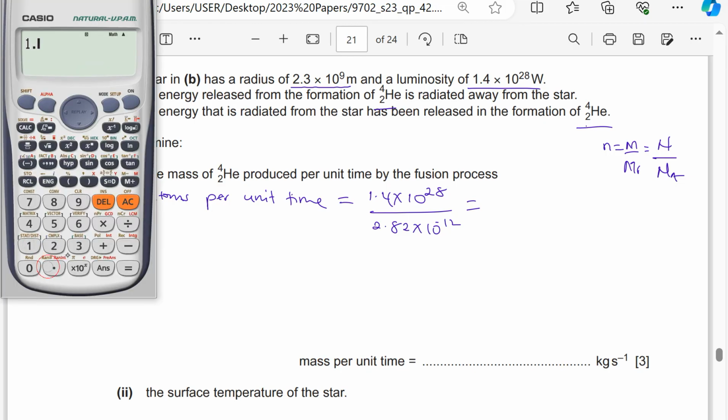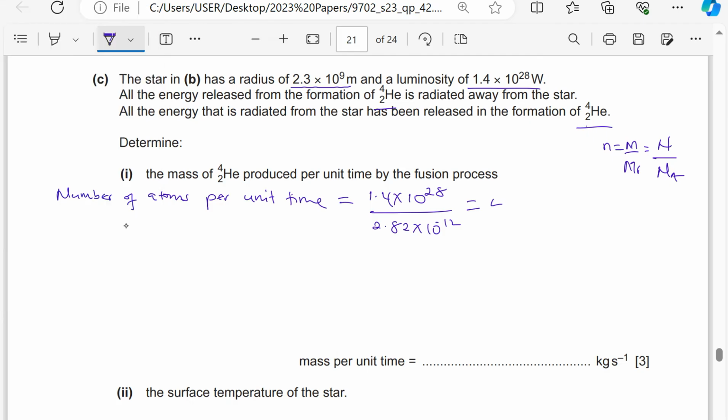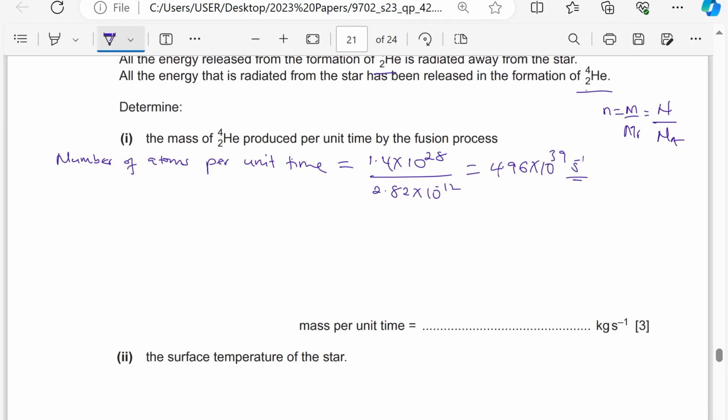So we have 1.4 exponent 28 divided by 2.82 exponent minus 12. So this is 4.96 times 10 to the power of 39. That is the number of atoms per second.